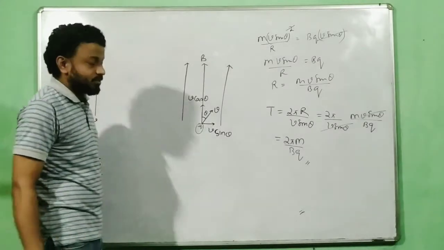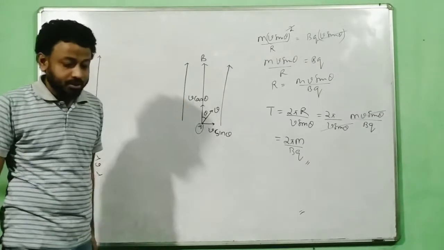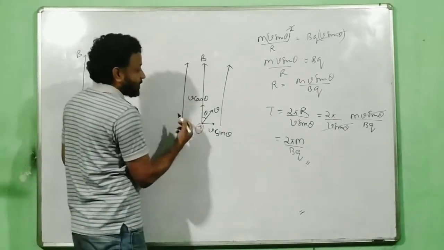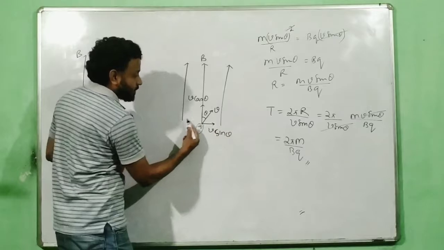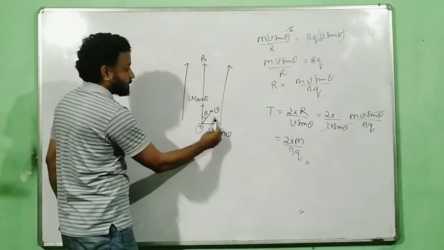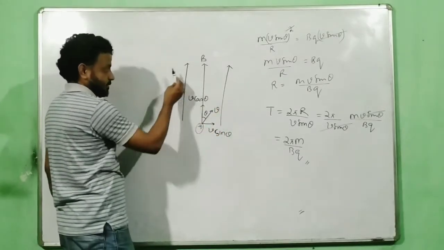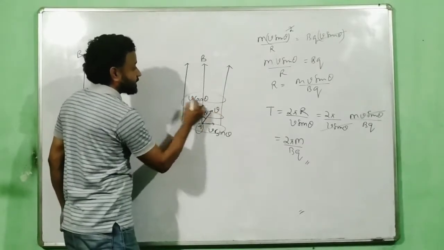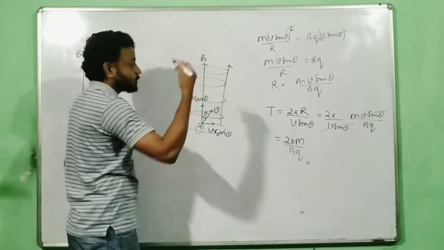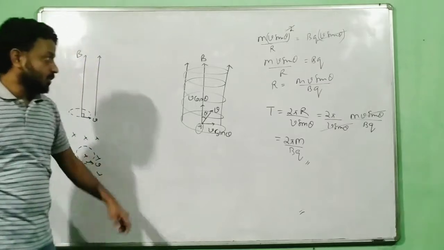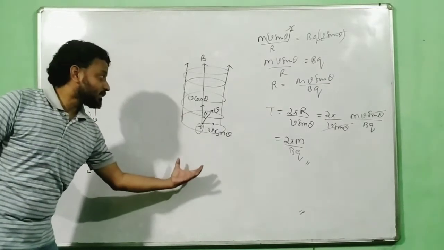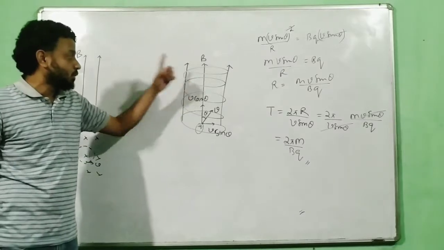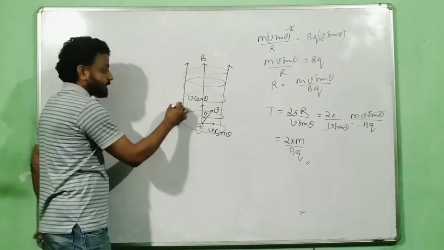We are still forgetting V cos theta. Now let's try to bring in V cos theta. This fellow will rotate because of V sin theta, but because of V cos theta, it will move up. So basically my motion will be like this. This is called a helical path. This is the motion of the charged particle. Because of V cos theta, it will go up. This is called pitch.